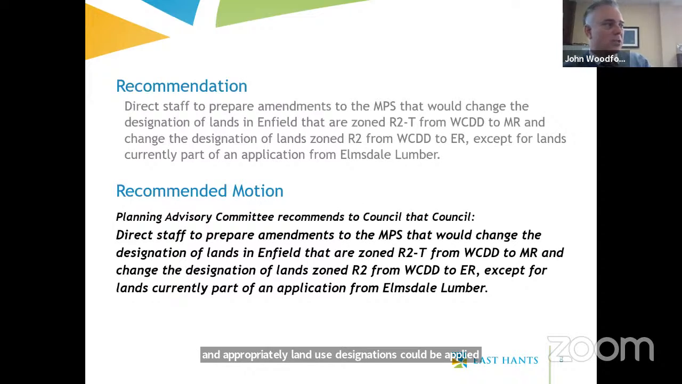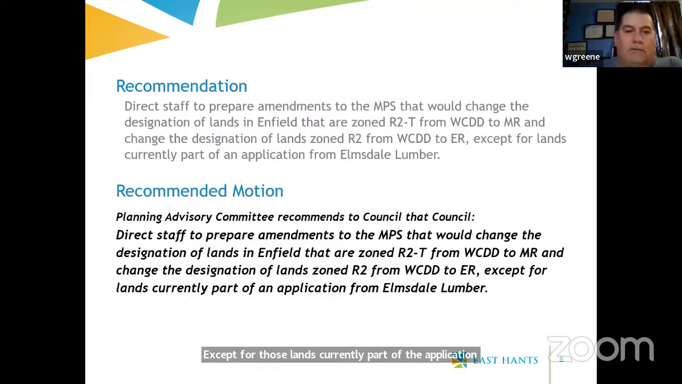So the recommendation is to direct staff to prepare amendments to the MPS that would change the designation of lands in Enfield that are zoned R2T from CDD to medium density residential, and change the designation of lands zoned R2 from CDD to established residential neighborhood, except for those lands currently part of the application from Elmsdale Lumber. Thank you, Mr. Chair. Thank you, John.